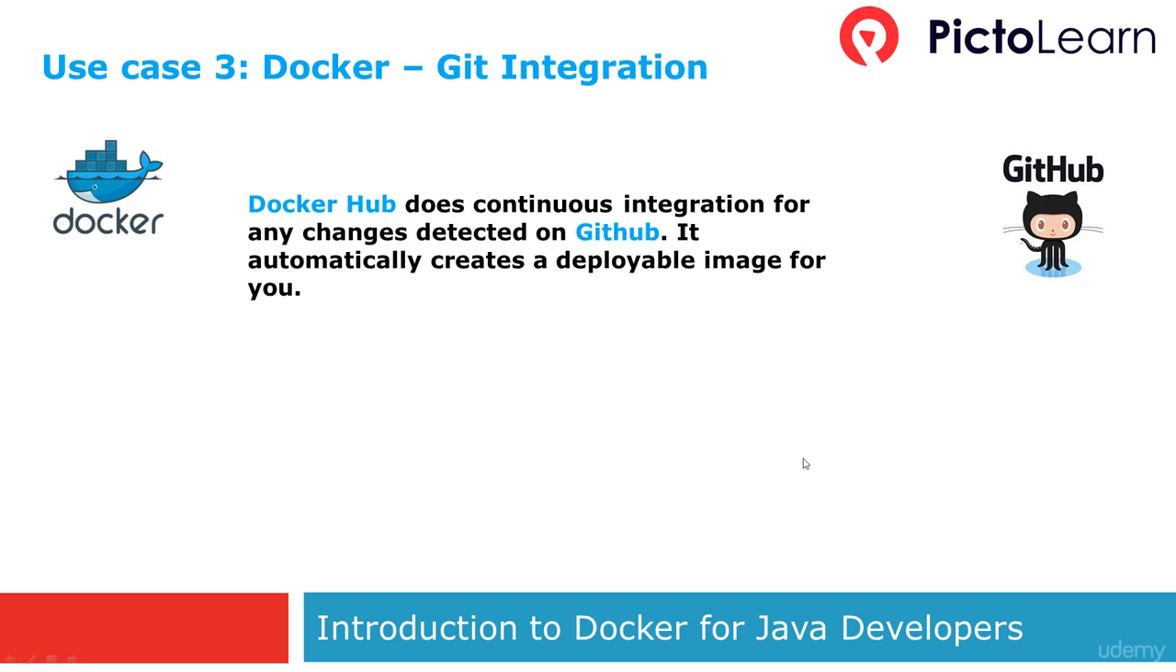What we're going to see as a part of this lecture is that Docker Hub continues to watch GitHub. If it detects any changes to the source code which you have checked in, it'll automatically create a deployable image. So let's see how that's done.